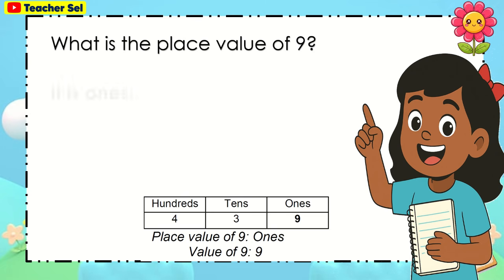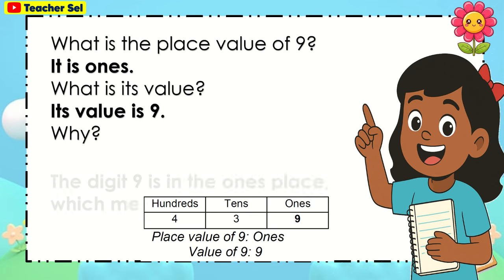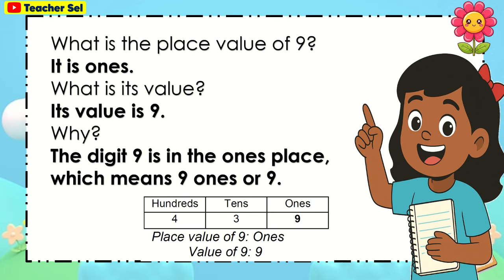What is the place value of 9? It is ones. What is its value? Its value is 9. Why? The digit 9 is in the ones place, which means 9 ones or 9.